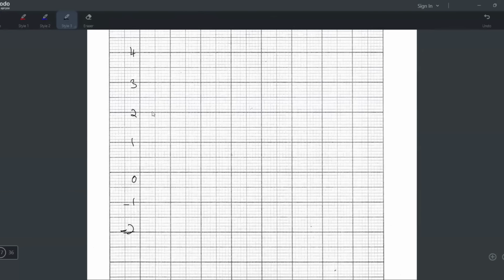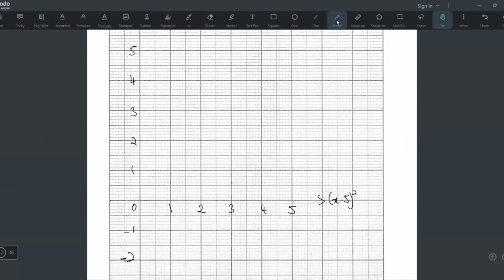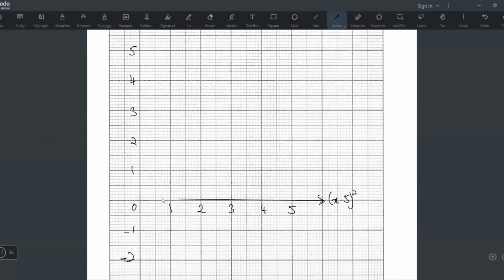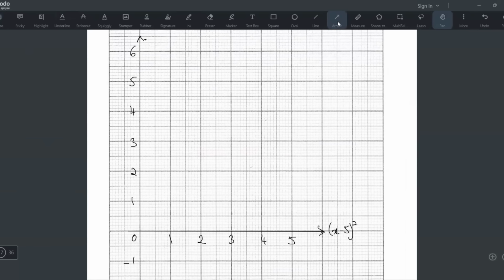Okay, for the x, I remember we only use until 5. So just go until 5. And then the x-axis is x minus 5 squared. And then the y-axis is ln y. So let's draw the axes. Okay, so I'm done with the axes. Now we can plot.